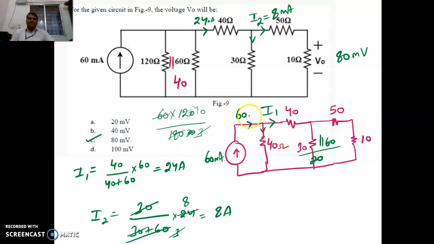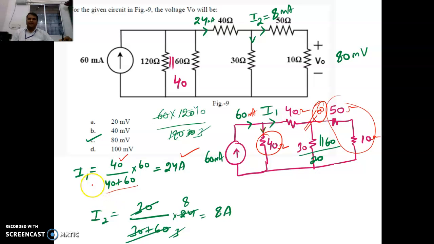So 60 milliamperes is the current. 40 ohms here, this is 40 ohms, this is 50 ohms, and this is 10 ohms. Now we have to find the equivalent resistance. 50 and 10 come out to be 60. 60 with 30 comes out to 20. 20 with 60 comes out to be 60. So this thing leads to 60, and we have 40. These two are in parallel. So the current division rule: the opposite resistance, 40 divided by 40 plus 60, into the total current 60. It comes out to be 24.